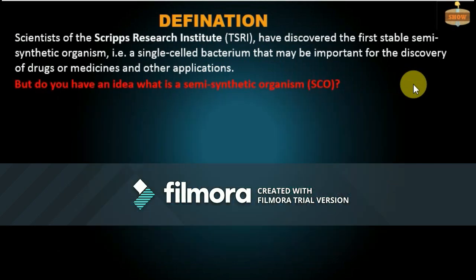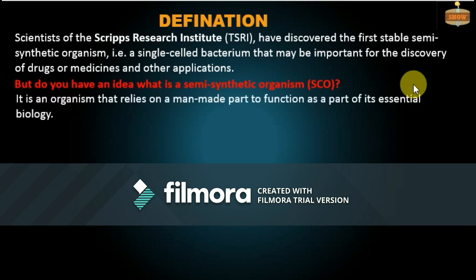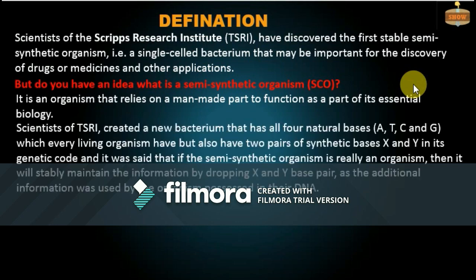But do you have any idea what a semi-synthetic organism is? I will explain. It is an organism that relies on a man-made part to function as a part of its essential biology. So the scientists of TSRI created a new bacterium that has all 4 natural bases. We have learned A, T, C, G, which every living organism has, but it also has a pair of synthetic bases X and Y in its genetic code.